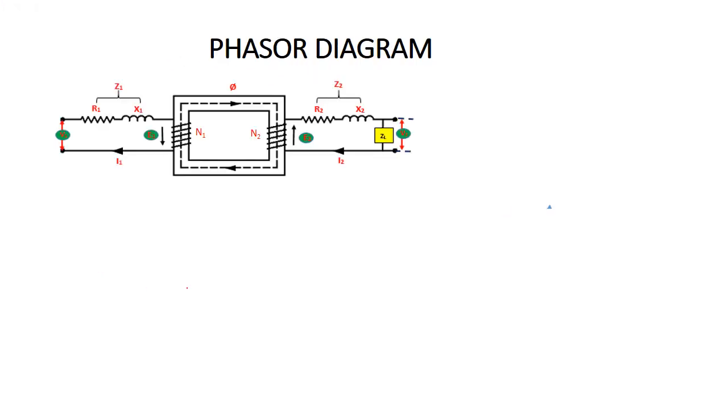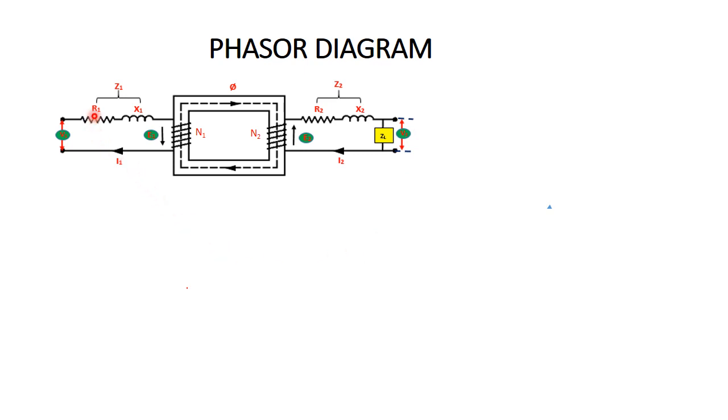Okay, let's take a simple transformer. N1 is the number of turns in the primary winding, N2 is the number of turns in the secondary winding. The primary winding is fed by alternating voltage V1. The secondary side is connected with inductive load ZL. The voltage across the load is V2.